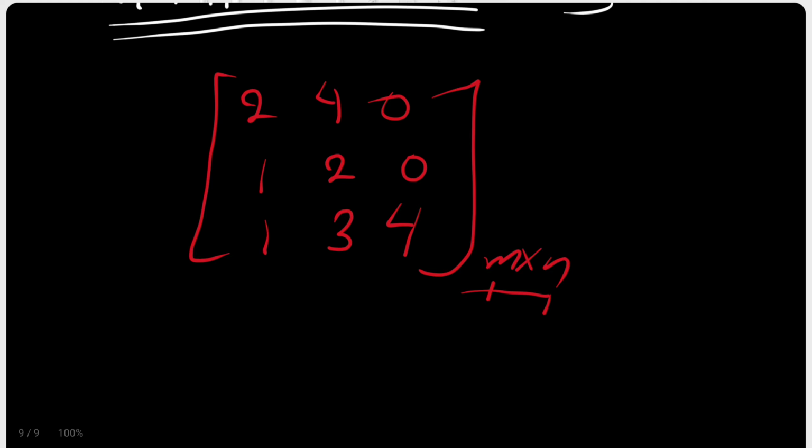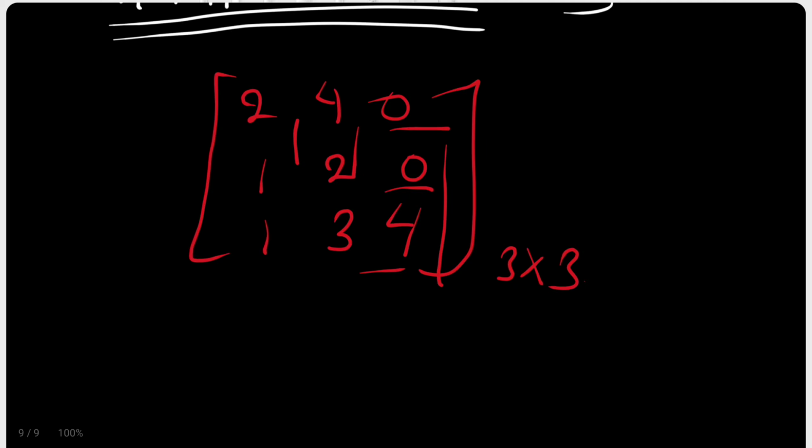So let's think. This is 1, 2, 3. It means that it has 3 rows, and columns 1, 2, 3. Okay, it has 3 columns. It means that it is our square matrix. Is it clear? Okay, right, so I have to use this one. It is our square matrix. Is it clear? This is our 3 cross 3 matrix. It means that it is our square matrix.